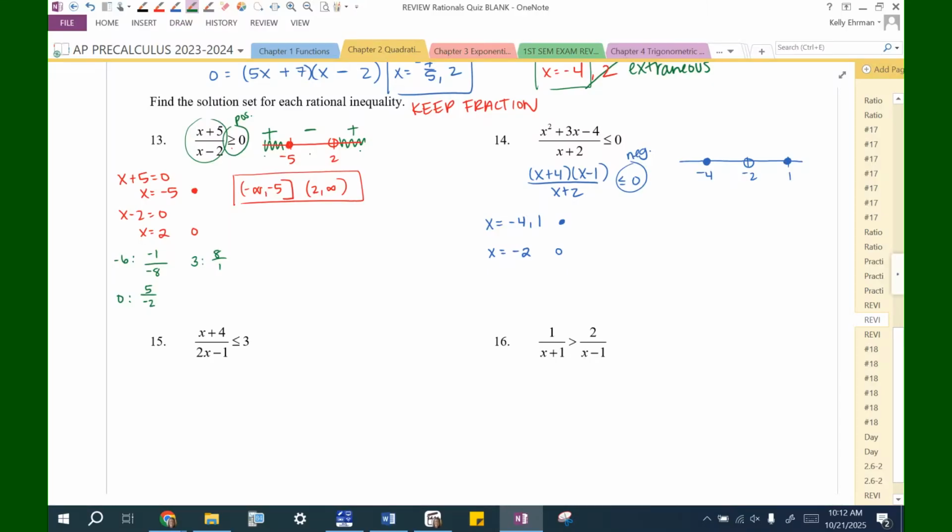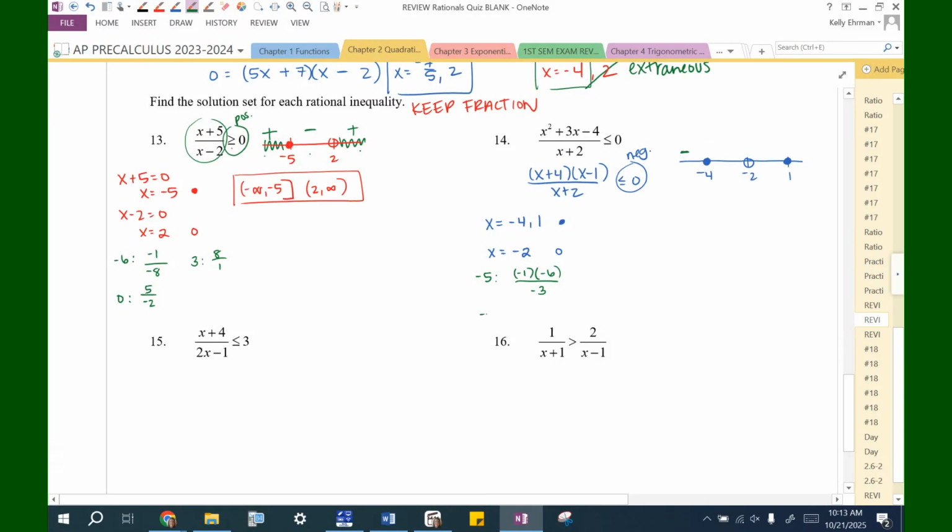We have 4 sections to test in our number line here. So let's start far left. I'm going to put in -5. Test into the factored version. It's usually easier. So like -5 plus 4 is -1. -5 minus 1 is -6. -5 plus 2 is -3. This is a positive over a negative, so it's overall negative.